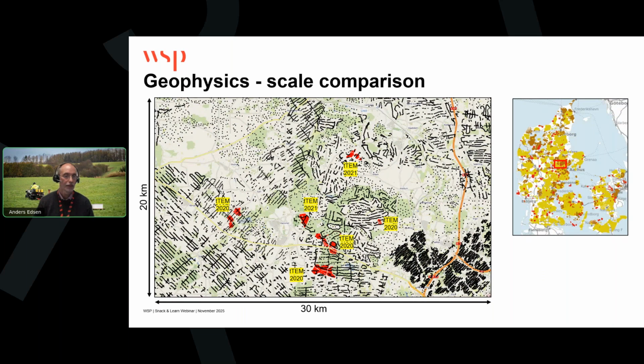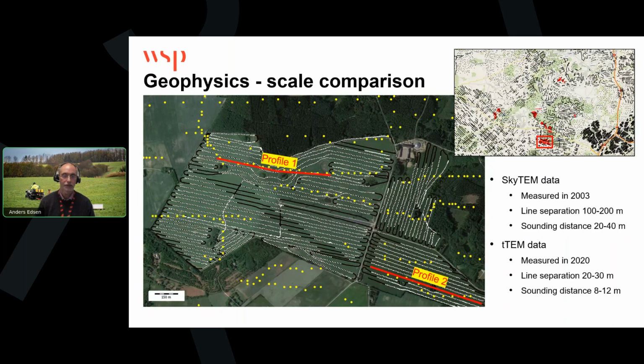In this area, the SkyTEM data was measured in 2003 with a line separation of between 100 to 200 meters, and the sounding distance also varies from 20 to 40 meters. The TTEM data was measured in 2020 with a line separation between 20 and 30 meters, and the sounding distance was between 8 and 12 meters. And I'll give you some examples of how the data look on two profiles.